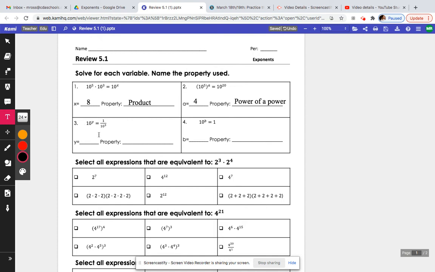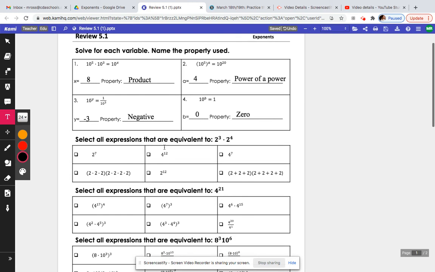For number 3, we had 10 to the y equals 1 over 10 to the 3rd. If you remember correctly, anytime we go from a non-fraction to a fraction, we have a negative exponent, so y would have to be negative 3. And then number 4, anytime you have an exponent and your answer is automatically 1, that means we're using the property of 0, so b has to be 0. Anytime you have an exponent of 0, your answer is always 1.